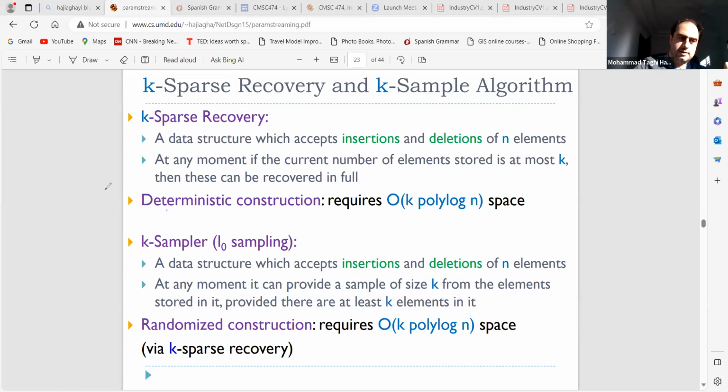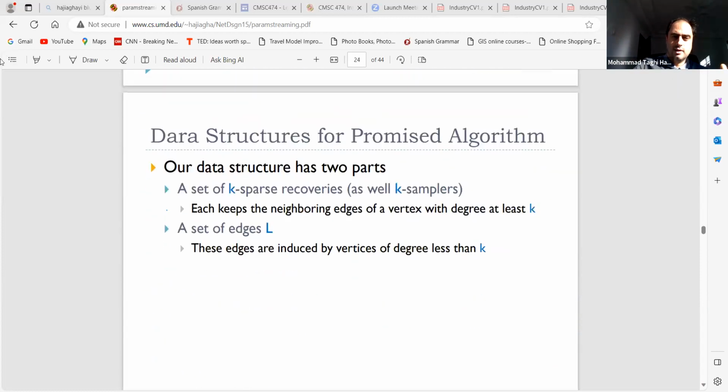This was actually a non-trivial thing even for insertion and deletion. Here our data structure has two parts. We try to mimic the matching algorithm, but we keep the matching and k adjacent vertices for every vertex in the matching. So our data structure has a set of k-sparse recovery structures as well as k-samplers.